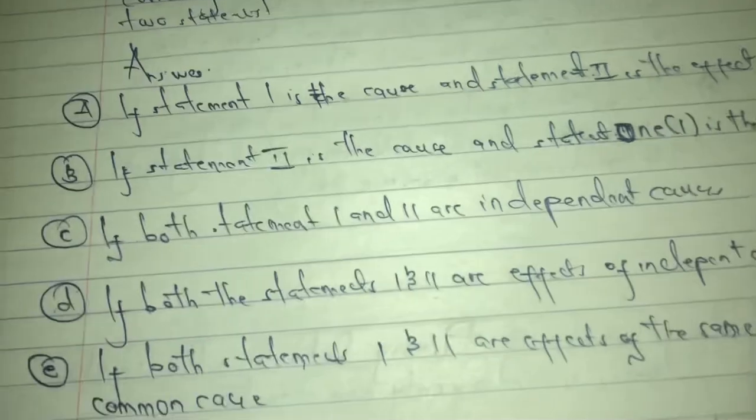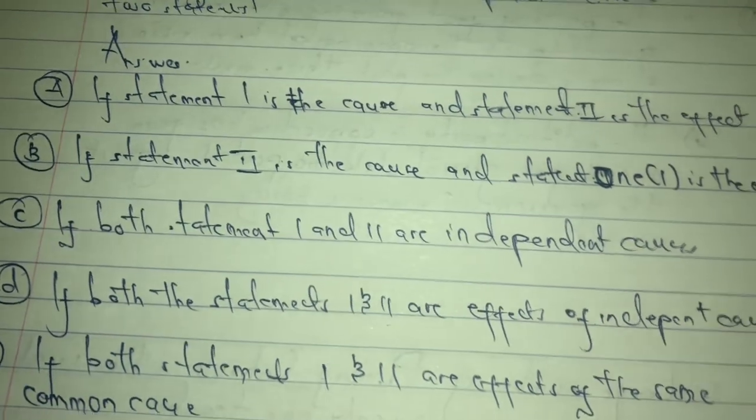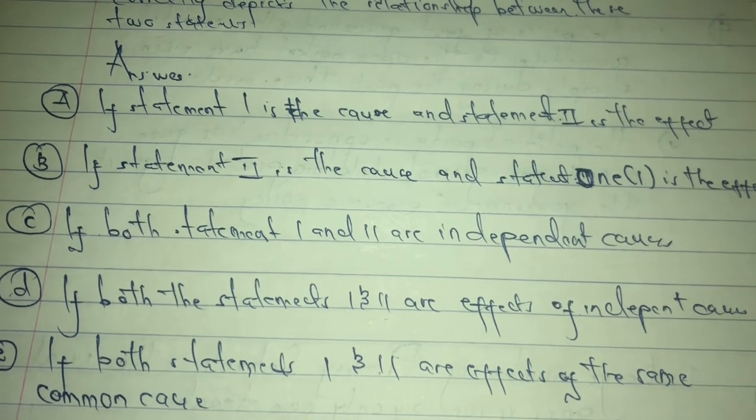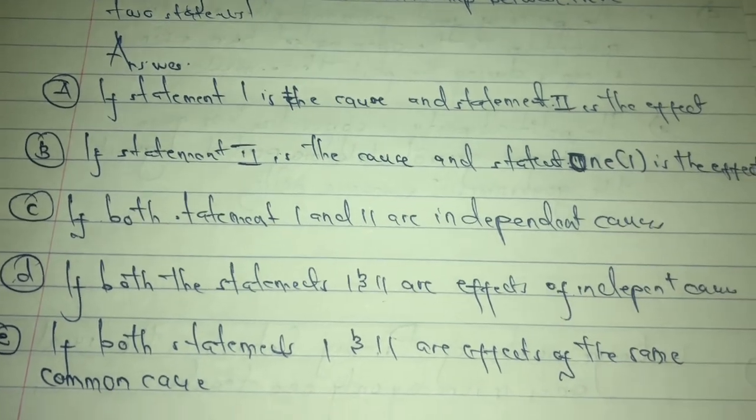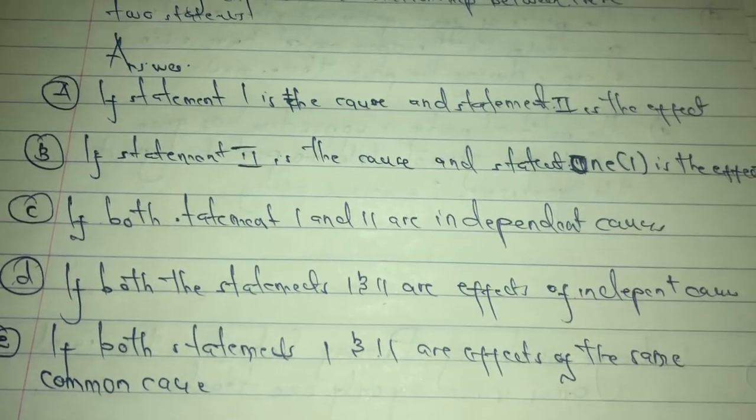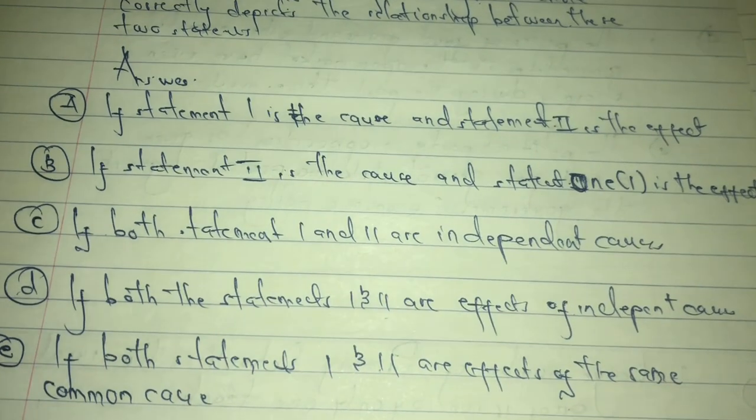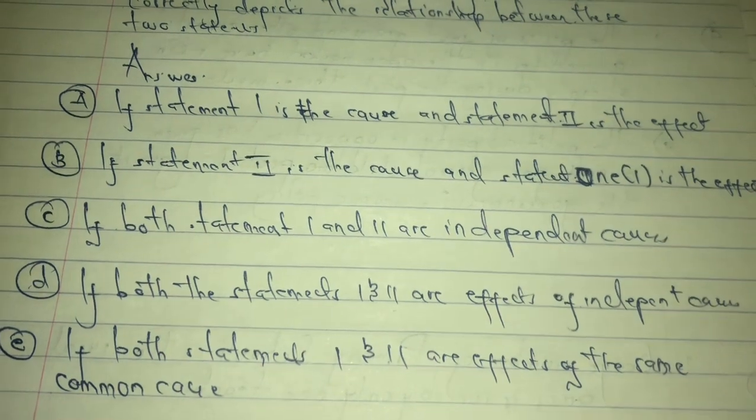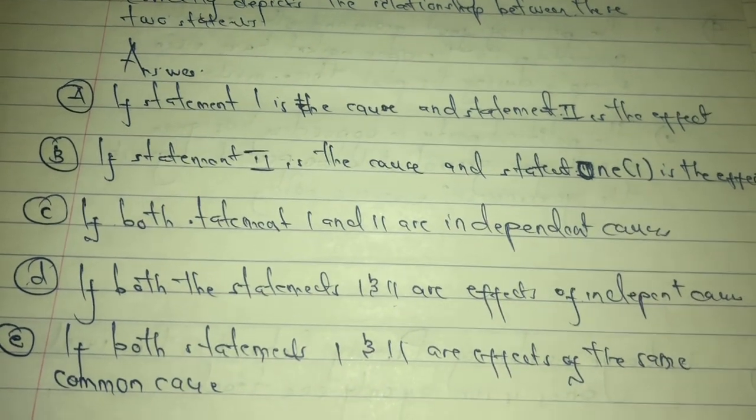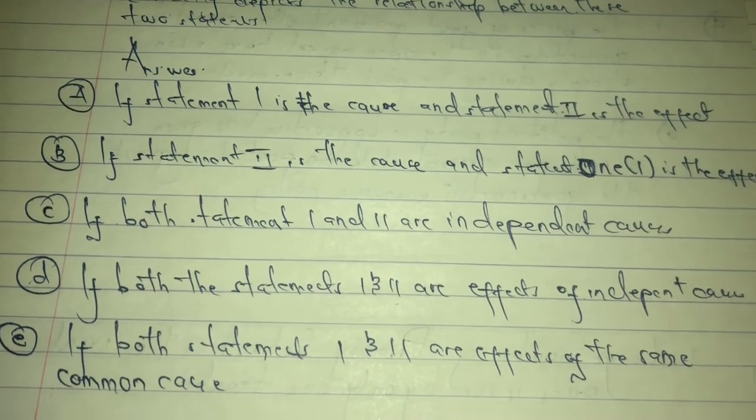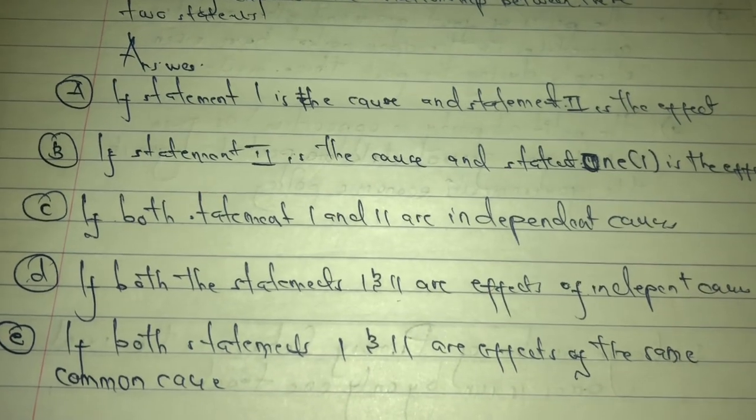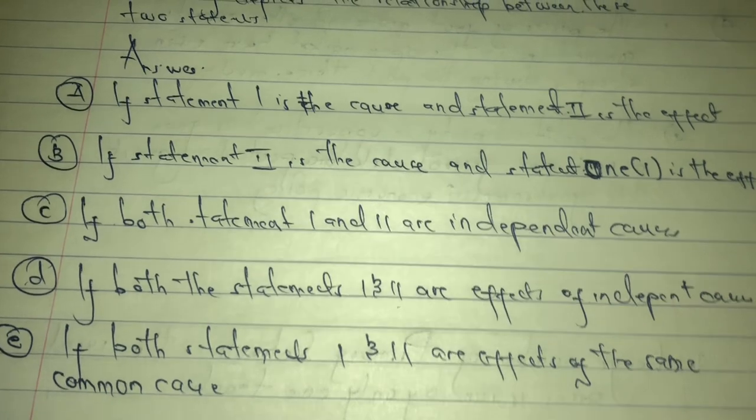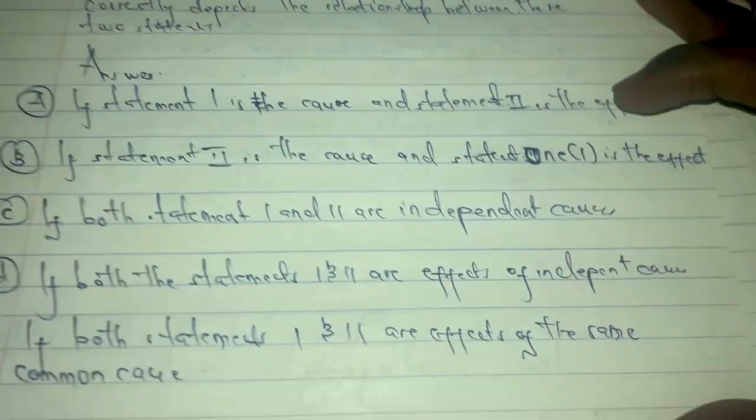So the answers will either be A, B, C, D, E. A says if statement 1 is the cause and statement 2 is the effect. B is saying if statement 2 is the cause and statement 1 is the effect. C is saying if both statements 1 and 2 are independent causes. D is saying if both statements 1 and 2 are effects of independent causes. Then E is saying if both statements 1 and 2 are effects of the same cause. So this is how your aptitude will be set.